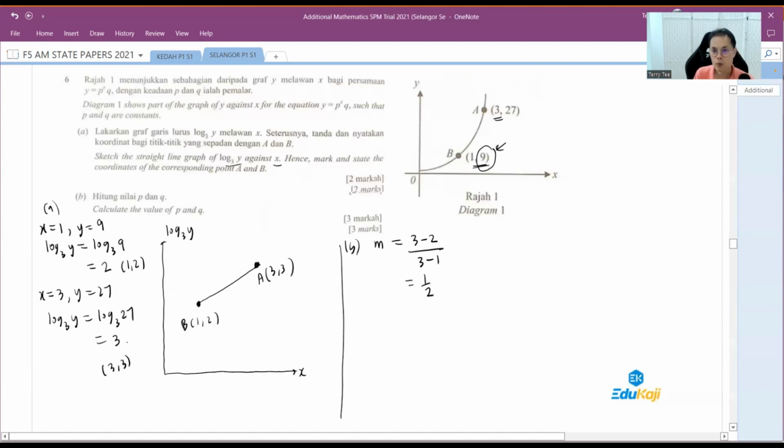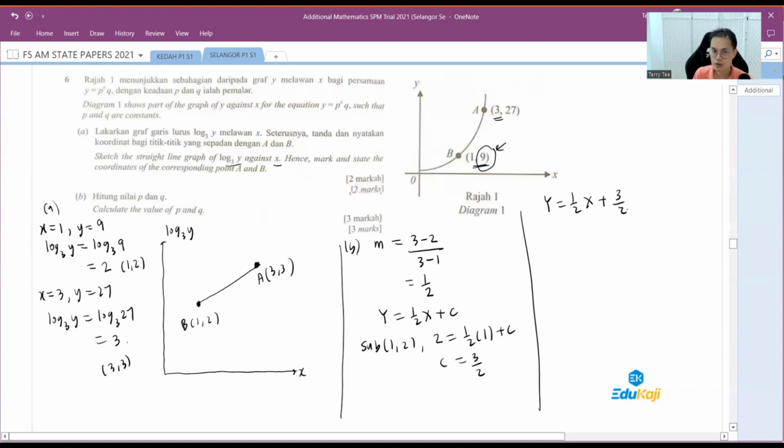Okay, now my y-intercept, we can use y equals mx plus c, right? We just sub any point inside. Remember, y equals mx plus c, we sub 1 and 2. My y is 2, my x is 1, my c is 2 minus half, which is 3/2. So once you got the value of c, I can rewrite now, y is now half x plus 3/2.